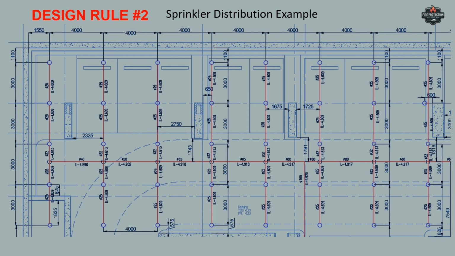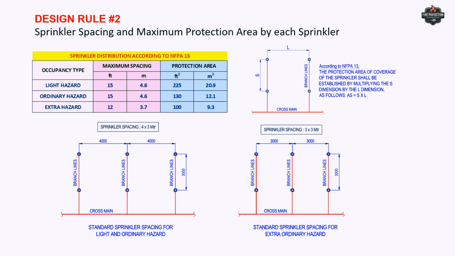First you should determine the room area, the floor area, how much the floor area is, and divide the total floor area by the area covered by each sprinkler for that occupancy. Like in light hazard, it can cover 225, in ordinary it can cover 130. So total area divided by area covered by one sprinkler.